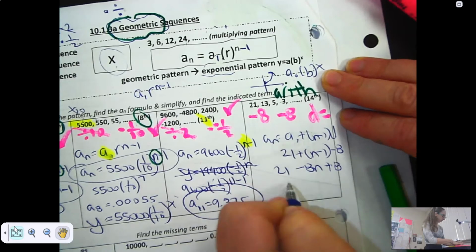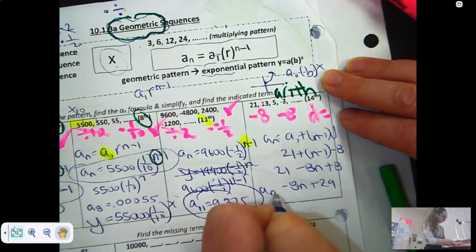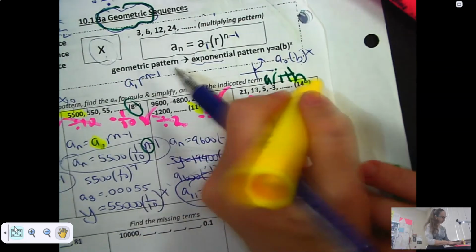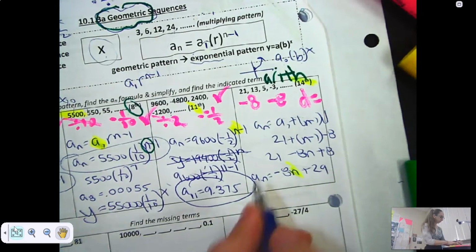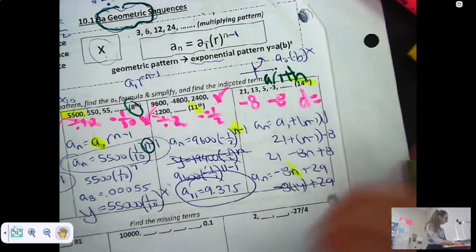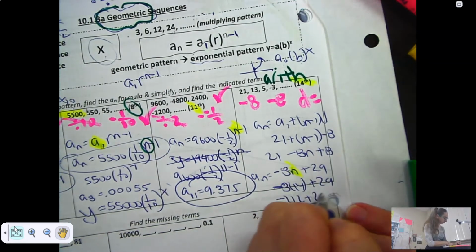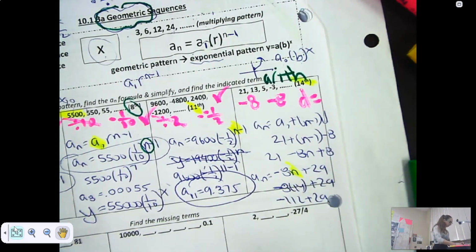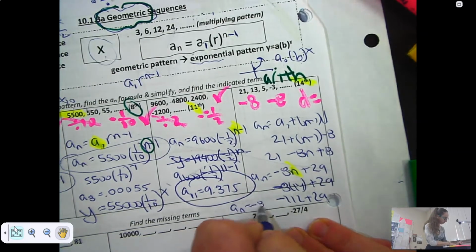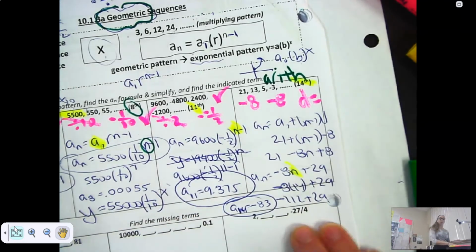The first term plus n minus 1 times -8. Distribute. Simplify. That is my formula. Now take 14, plug it in. Negative 8 times 14 plus 29. 112 plus 29 is 83. A sub 14 equals negative 83.